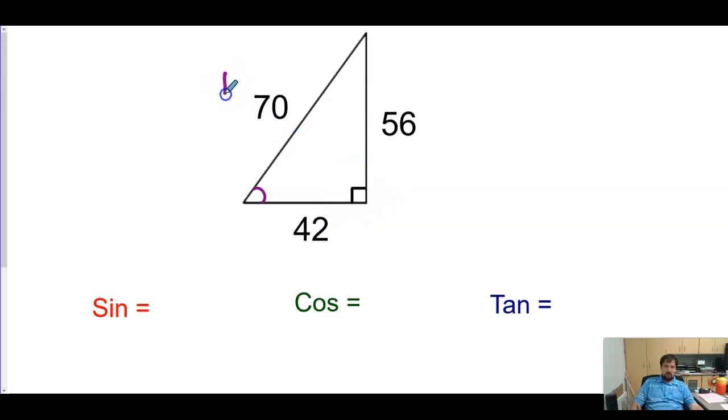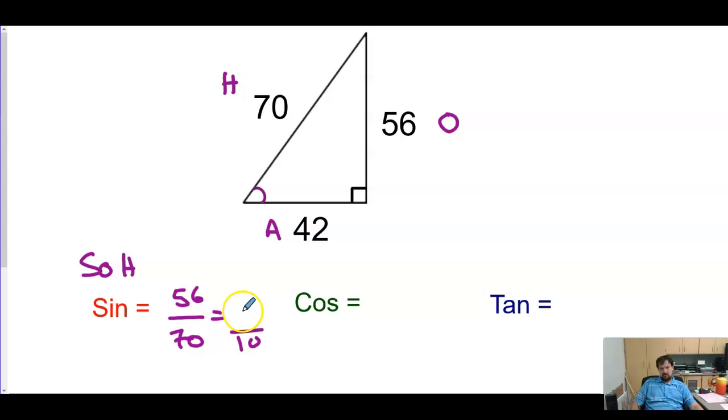Here's the 90-degree angle. Go across. Here's my hypotenuse. This is the angle we're concerned about, so we go across. Here's the opposite, which leaves this as my adjacent. Okay, sine is SOH. Opposite is 56, and my hypotenuse is 70. Okay, so this can be simplified, which actually goes to 4/5, because 14 goes into both of those.